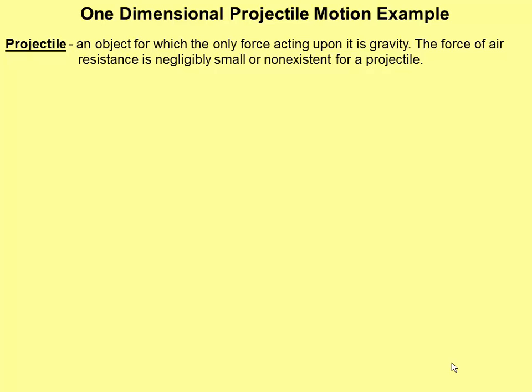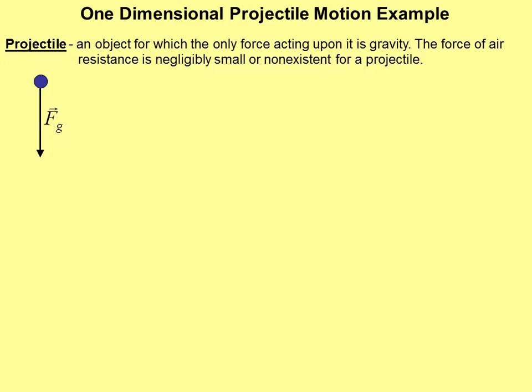Before I do an example here, I want to review projectile motion. Projectiles, of course, are things that only have gravity acting on them. That's true on the way up, at the highest point, and on the way down. And we're going to neglect all air resistance effects here.